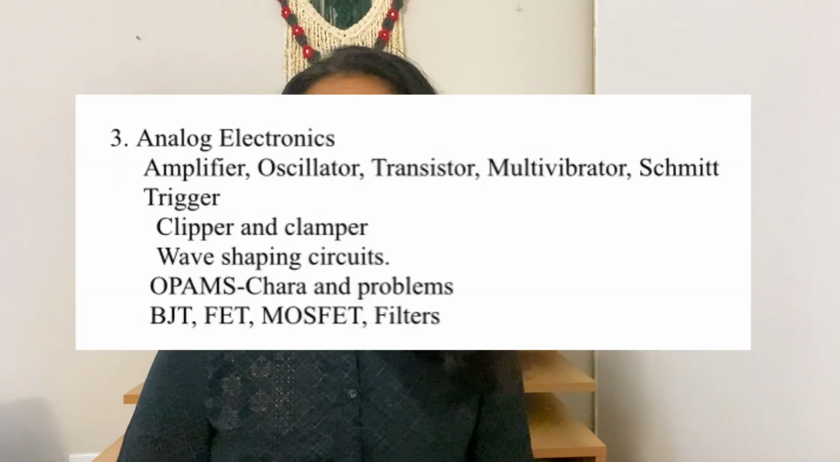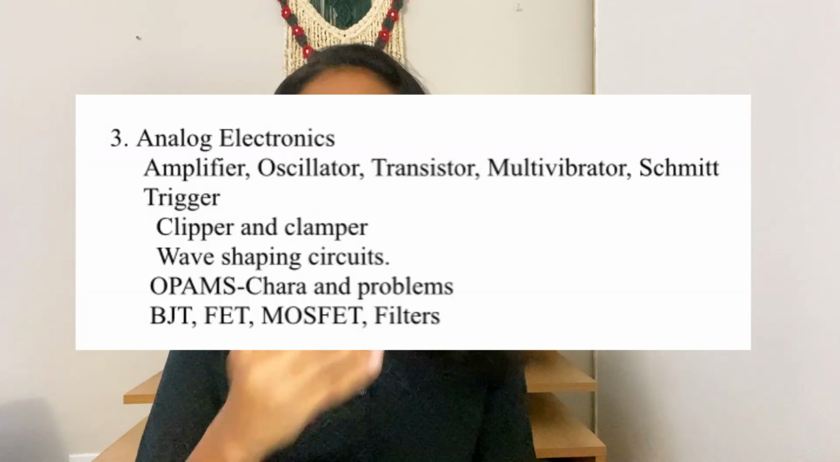Questions connected with the equations can directly come, or even theory questions can come. Clipper and clamper: the generally seen trend is that some circuit will be given and an input waveform will be given, and you have to find the output waveform. Then wave shaping circuits are similar. The input wave and circuit will be given and you find the output, or in reverse, the output will be given and you have to find which circuit will give the given output. Then op-amp characteristics and problems.